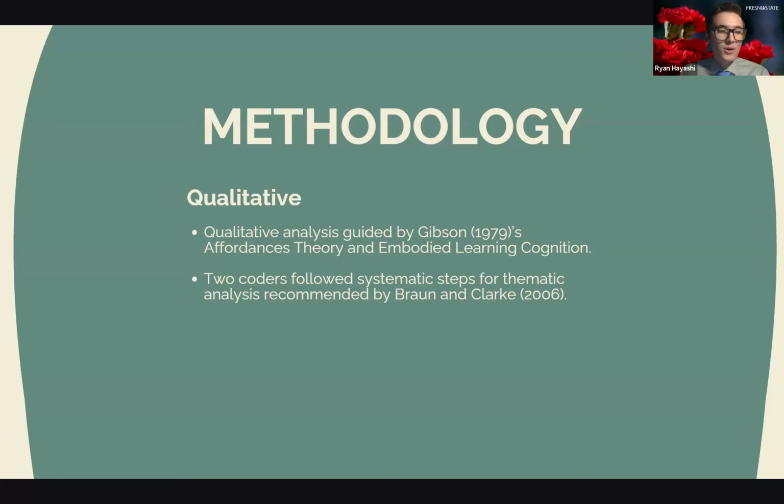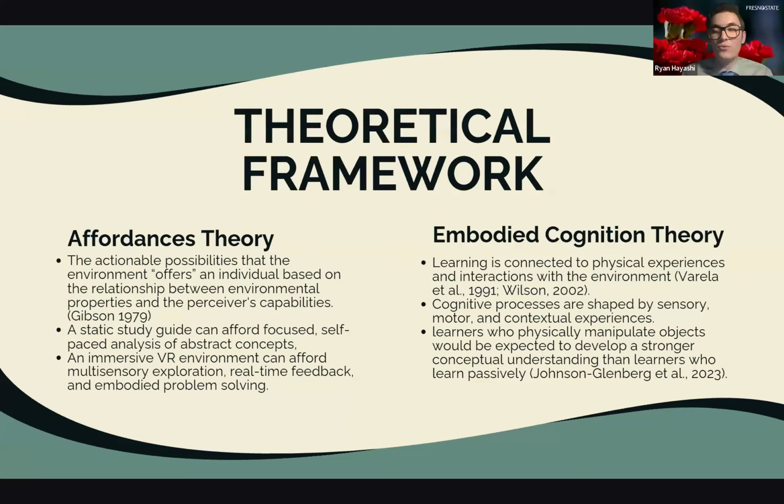So our theoretical framework was guided by affordances theory and embodied cognition theory. Affordances theory basically says the actionable possibilities that the environment offers an individual based on the relationship between environmental properties and the perceiver's capabilities. Basically, what this means in simple terms is that there are certain affordances offered by the environment. The best way to describe it is through an example.